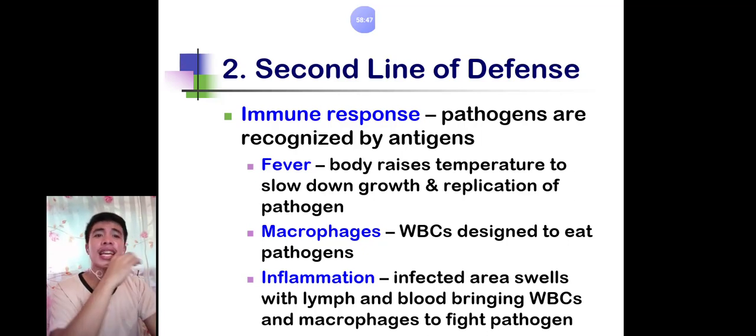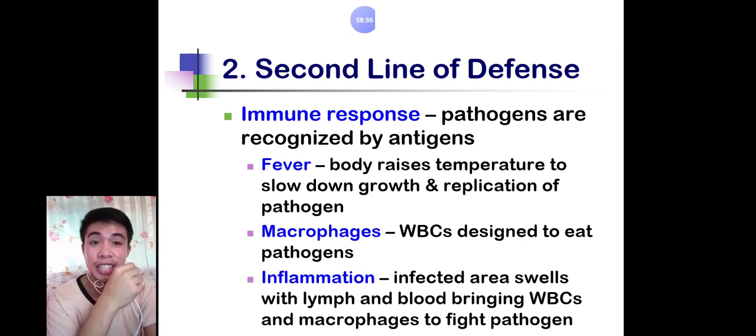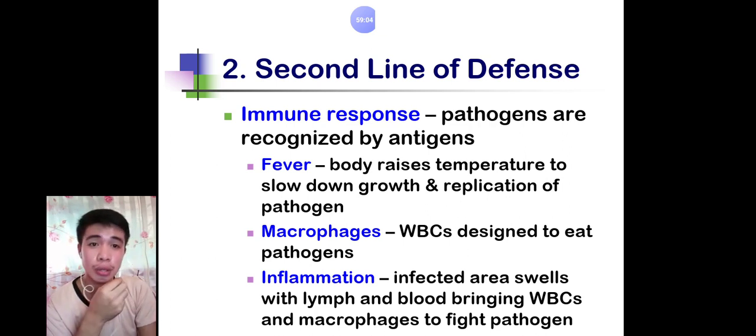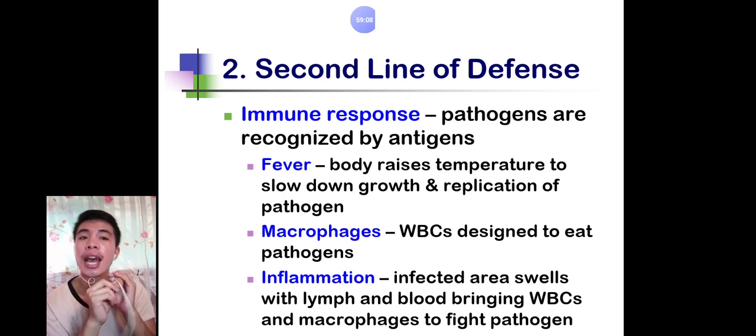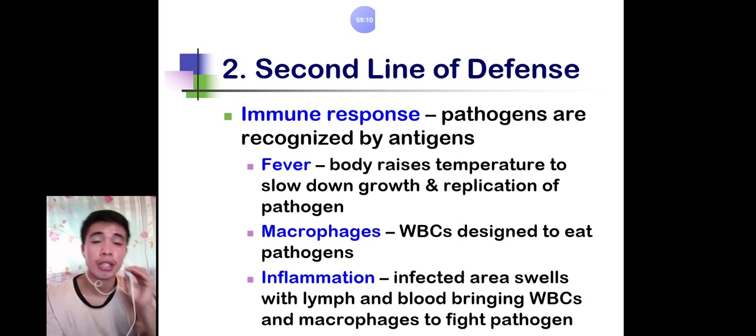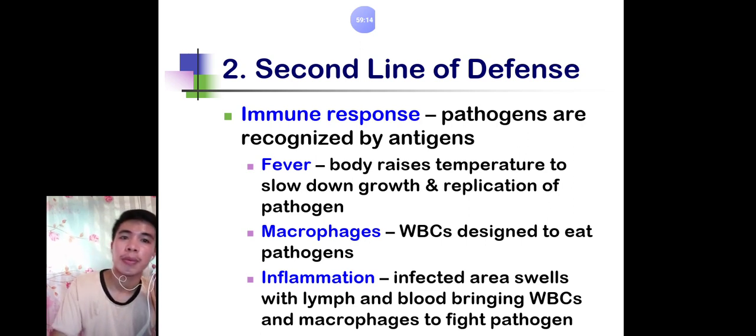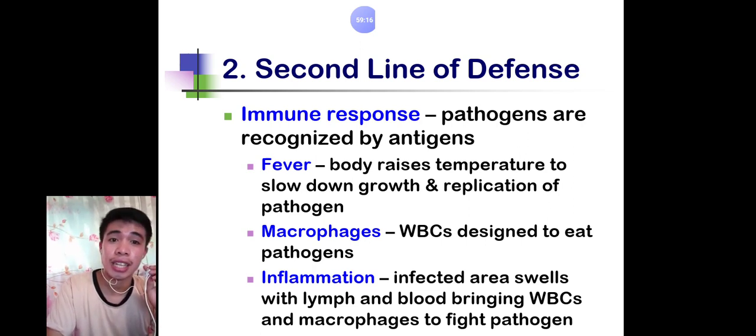Next is the second line of defense, the immune response. The pathogens are recognized by antigens, as we discussed earlier. Fever: the body raises its temperature, slowing down the growth and replication of pathogens. If we have a fever, it means the pathogens have already successfully entered our body. The macrophages, or white blood cells, are designed to eat pathogens.